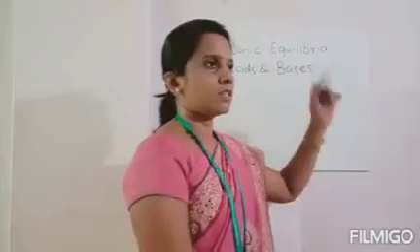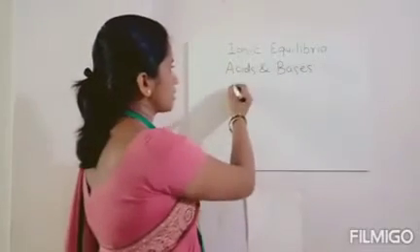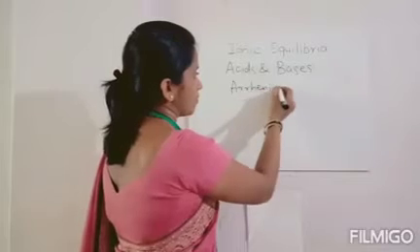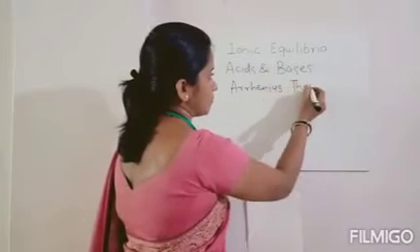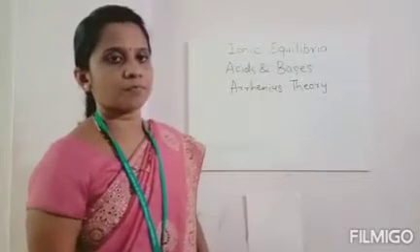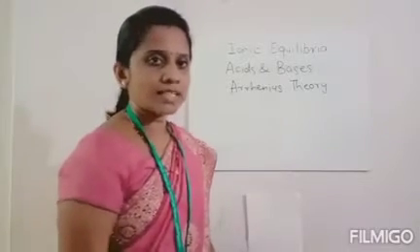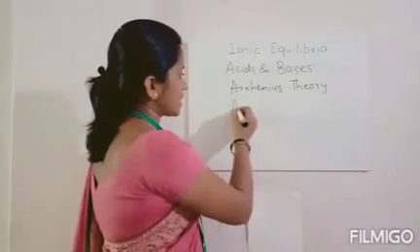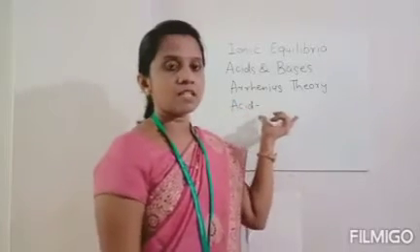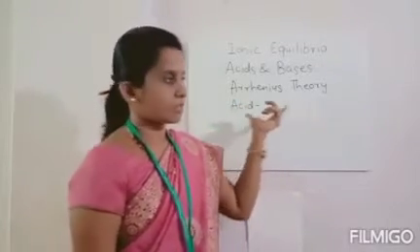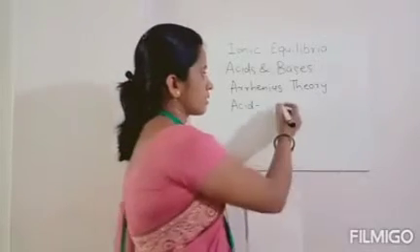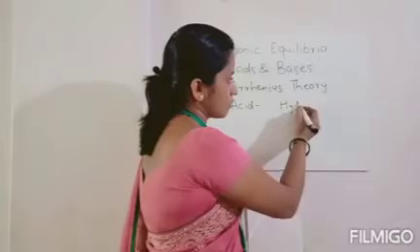Now, there are various concepts or various theories put forward by scientists to explain this concept of acids and bases. Each theory is based on different concept. So in this, the first theory which was proposed is Arrhenius theory. Now according to Arrhenius theory, what is an acid? Acid is a substance which contains hydrogen.